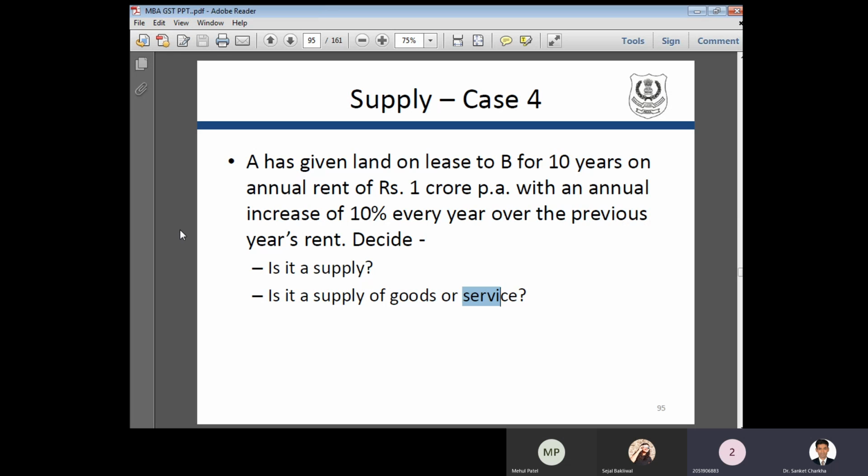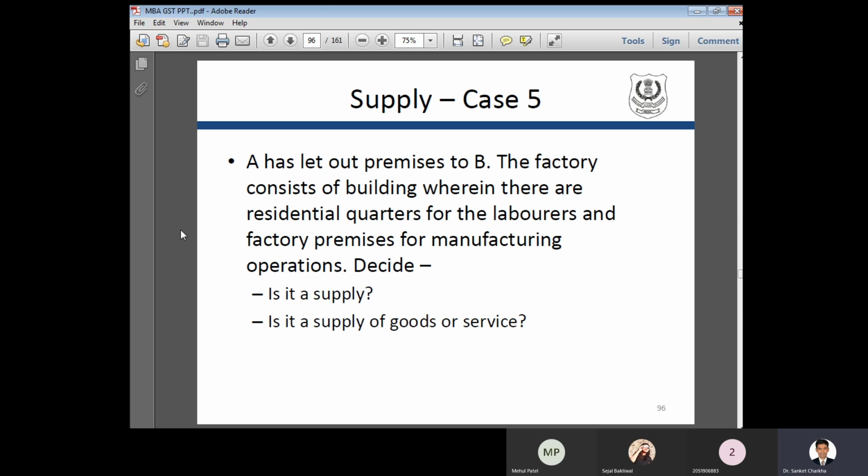सो रीड द क्वेश्चन वेरी केयरफुली. स्मॉल केसलेट्स आपको ऐसे ही आने वाले, और ये सिंपल एग्जांपल्स आपको कंपनीज में भी सॉल्व करना है. नाउ A has let out premises to B. The factory consists of building wherein there are residential quarters for the laborers and factory premises for manufacturing operations. Decide, is it a supply? And is it a supply of goods or it is a supply of services?